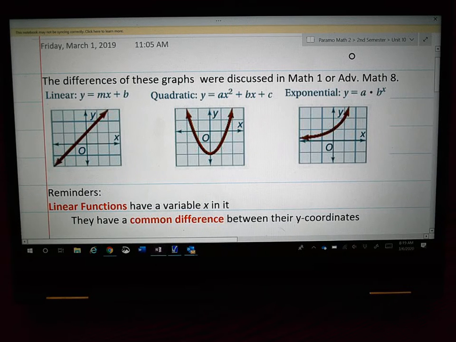Now, some of you took Math 1 last year, or Advanced Math 8 last year, and you may not remember this. So I'm just going to start off with what you are supposed to remember from either last year's math class, depending on when you took Math 1 or Advanced Math 8 or something like that.